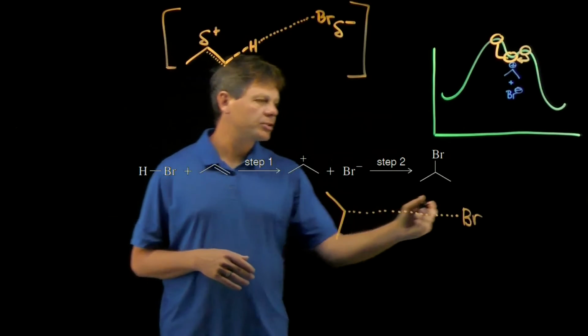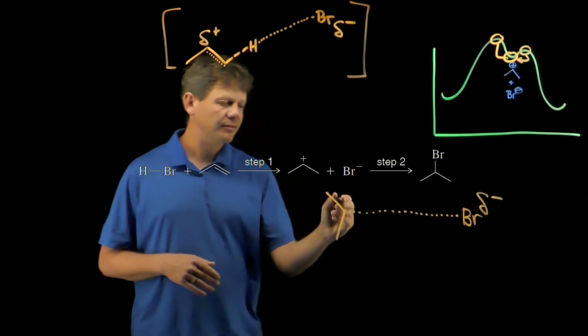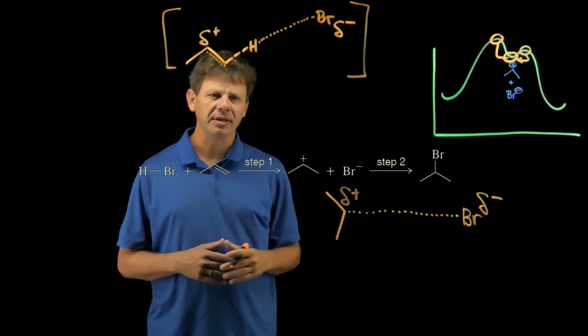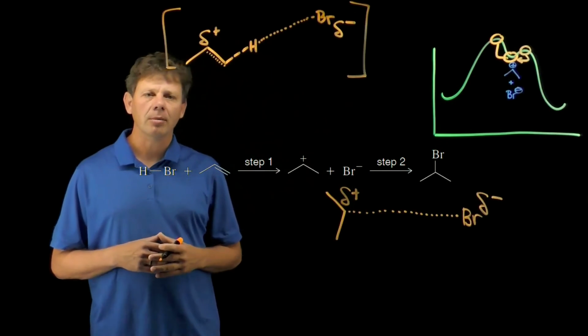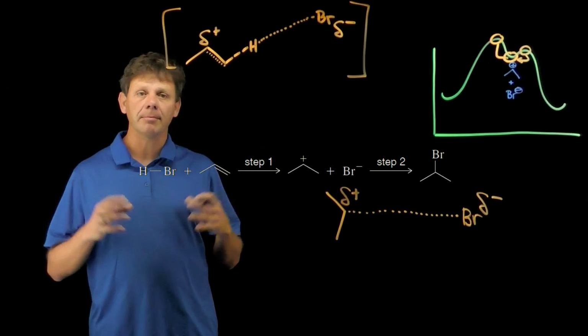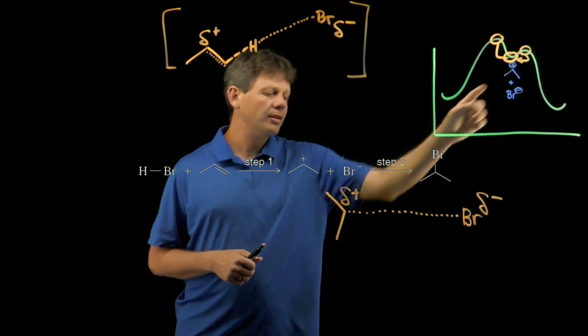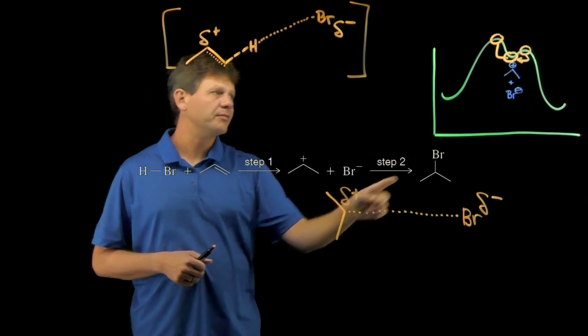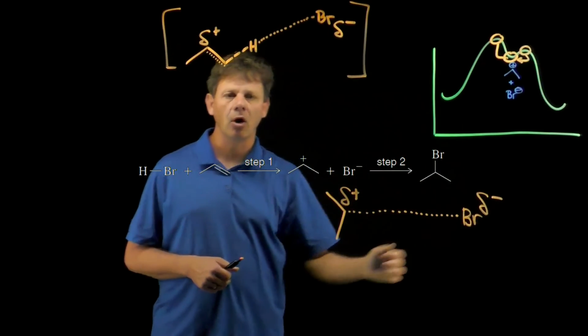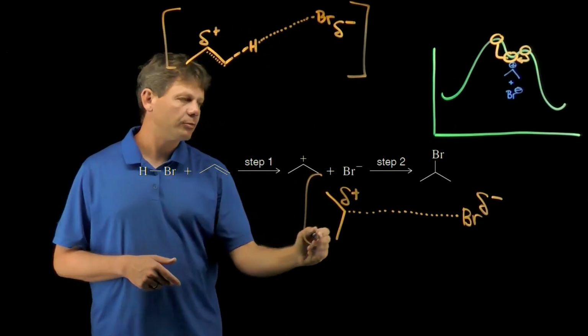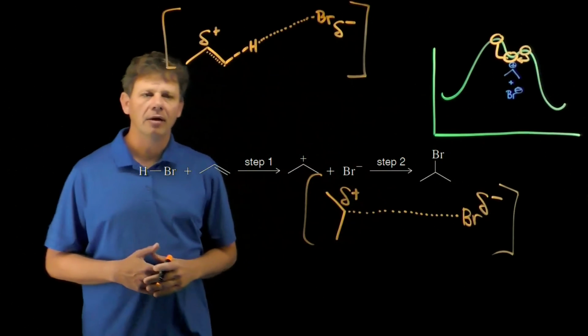And again, we can use the charges, a big partial negative and a big partial positive, to indicate that that carbon-bromine bond is once again barely formed. How does that match here? Well, in this carbon, we had a full positive. We have an almost full positive. We had a full negative. We have an almost full negative. And so this represents the transition state of step 2.